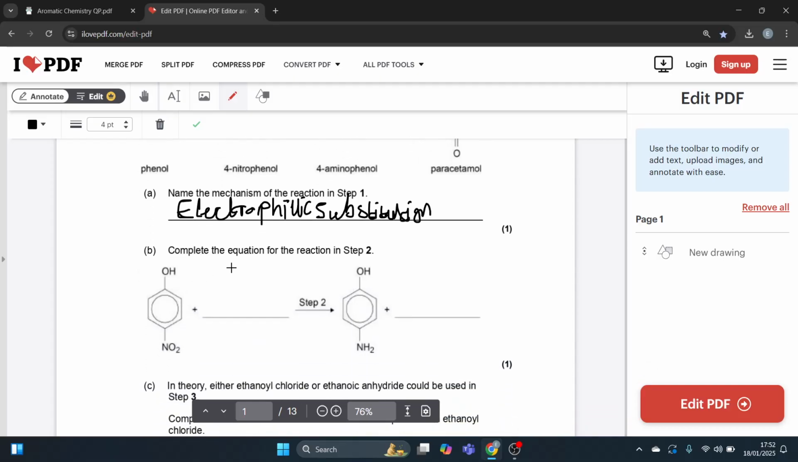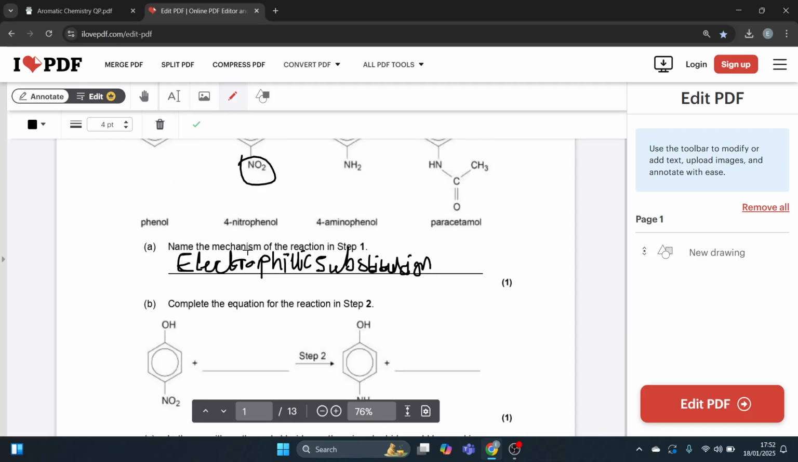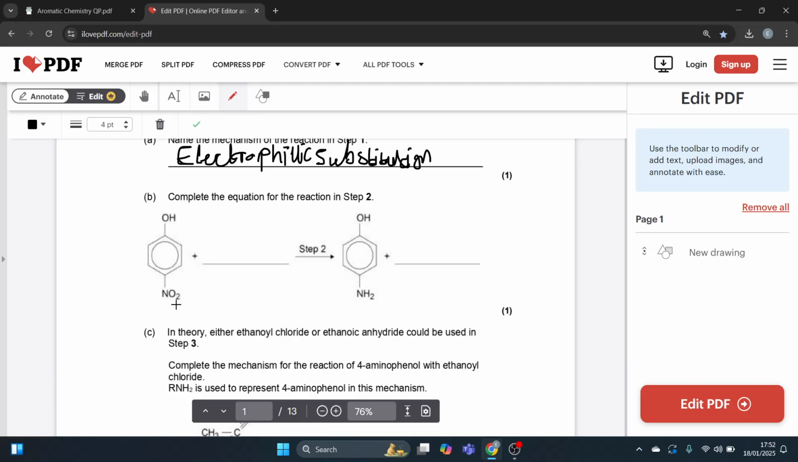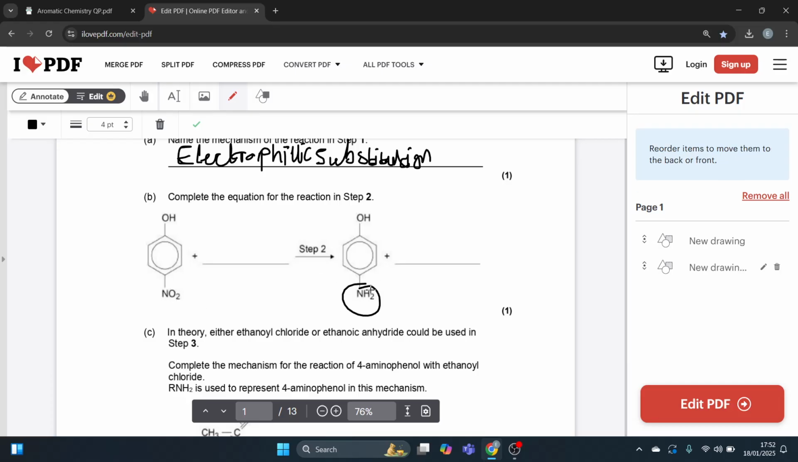Part B, complete the equation for the reaction in step 2. I'm going from this to OH NH2, so it's going to be catalytic hydrogenation. So I'm going to need to add hydrogen and I'm going to form water. Now I just need to balance it. Well, I'll get 1, 2, 3, 1, 2, 3, 4, 5.